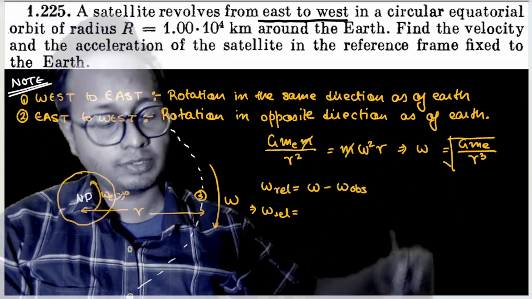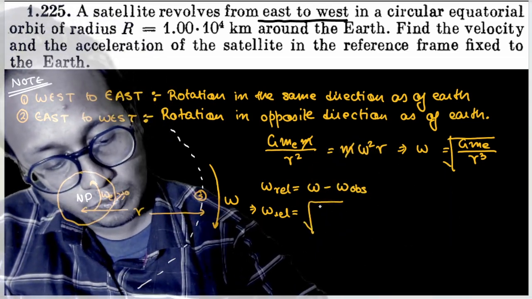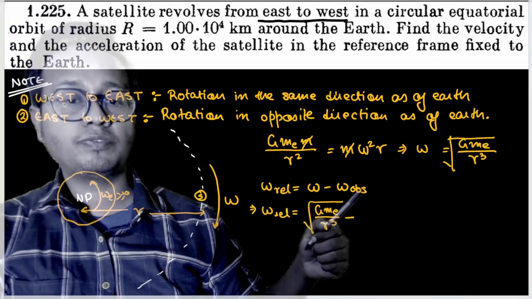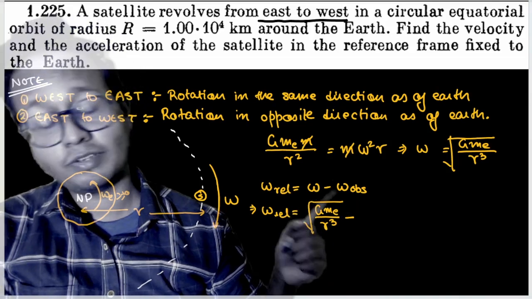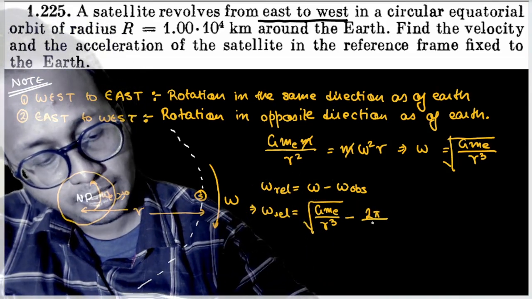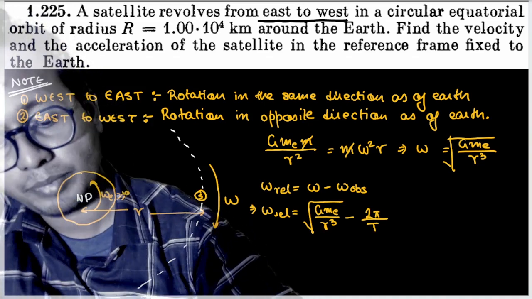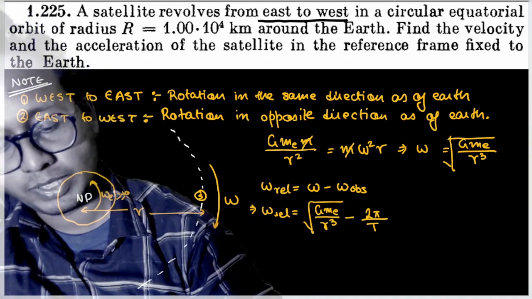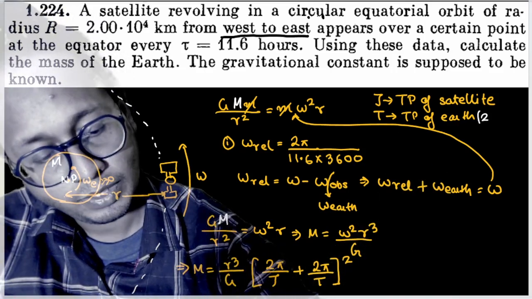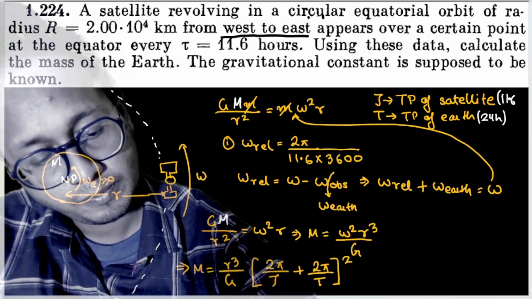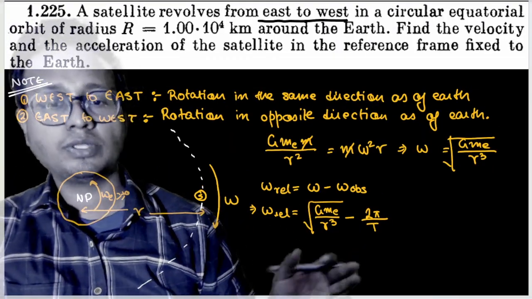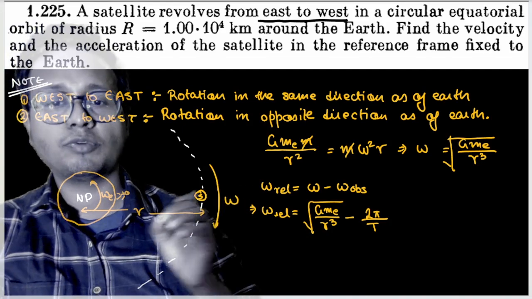Absolute velocity of the satellite, which is nothing but square root of G into mass of Earth divided by r cube, minus the absolute velocity of the observer. What is the absolute velocity of the observer? 2 pi divided by T, where T is the time period of Earth, which is 24 hours. Fair and fine, we got the relative velocity of the satellite with respect to someone on the equator.